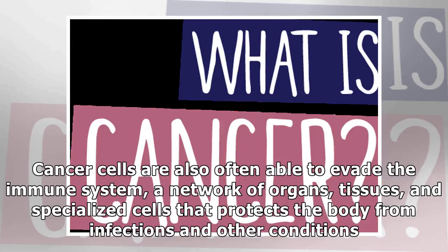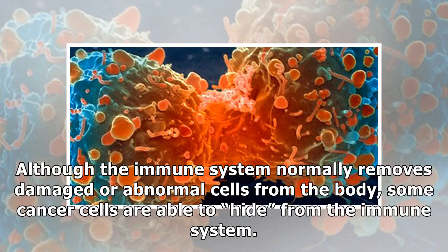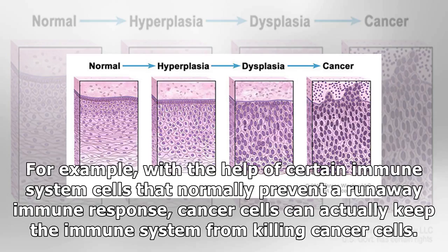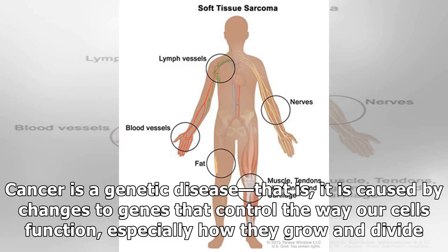Cancer cells are also often able to evade the immune system, a network of organs, tissues, and specialized cells that protects the body from infections and other conditions. Although the immune system normally removes damaged or abnormal cells from the body, some cancer cells are able to hide from the immune system. Tumors can also use the immune system to stay alive and grow. For example, with the help of certain immune system cells that normally prevent a runaway immune response, cancer cells can actually keep the immune system from killing cancer cells.